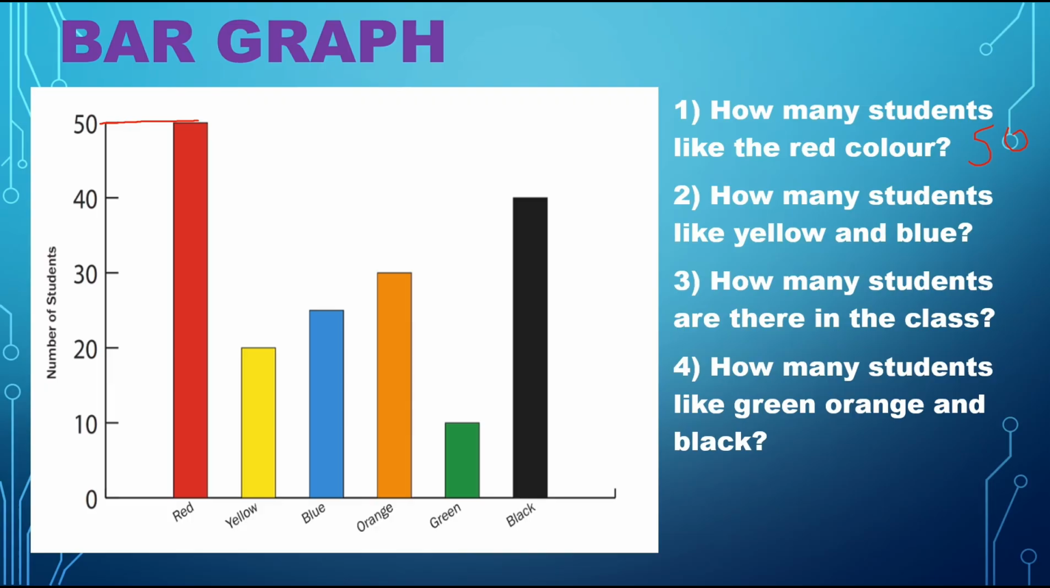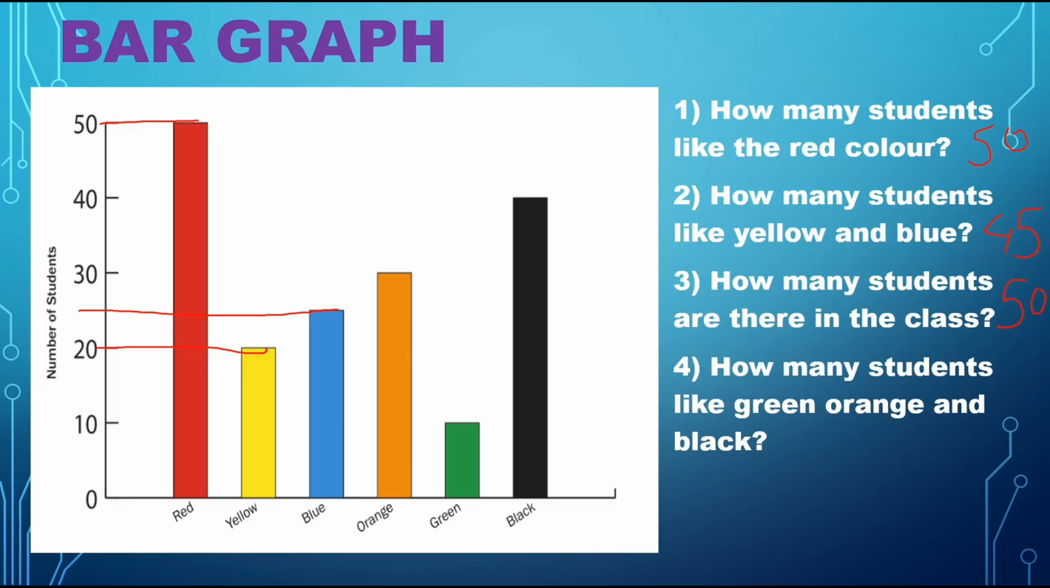Second question, how many students like yellow and blue? So yellow is 20 and blue will be 25. So total will be 45. Third question, how many students are there in the class? How many students are there in the class? Total number of students, see, 50 students are there in the class. So total 50 students are there.